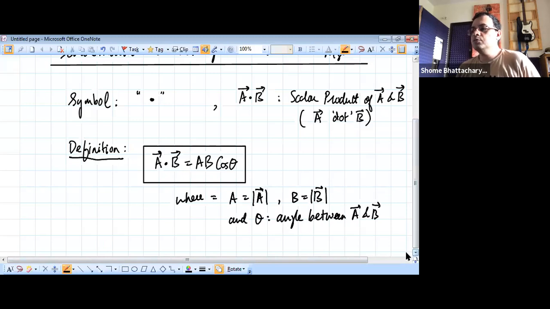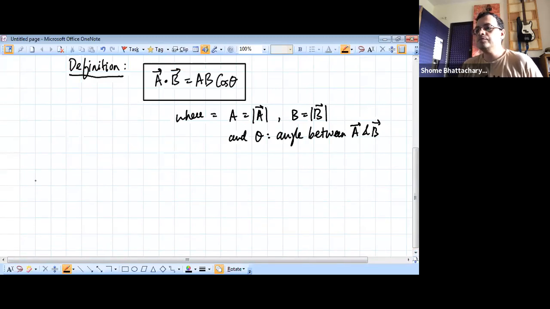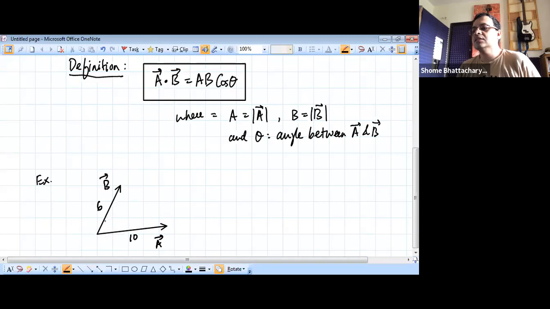I'll give you time to note down, but just as an example, if I have a situation where vector A is like this and vector B is like this, and let us say the magnitude of A is 10, the magnitude of B is 6, and this angle is 60 degrees. Then A dot B will become the magnitude of A, that is 10, multiplied by the magnitude of B, which is 6, multiplied by cosine of the angle between them. That will become, as you can see, 30.